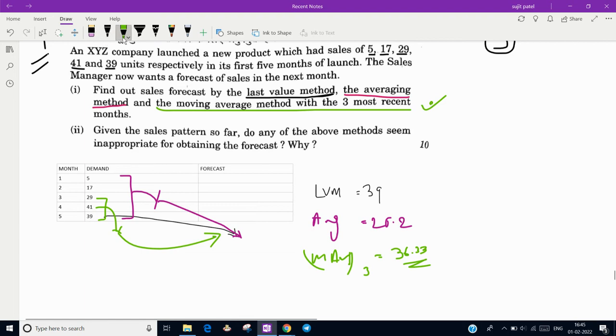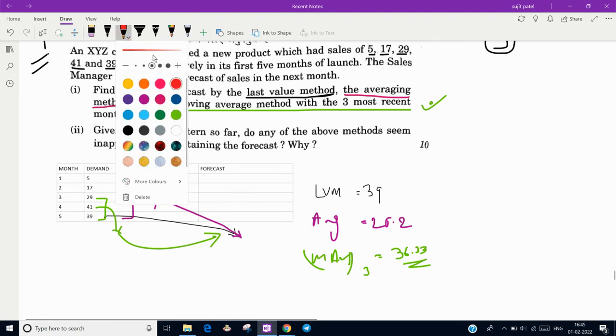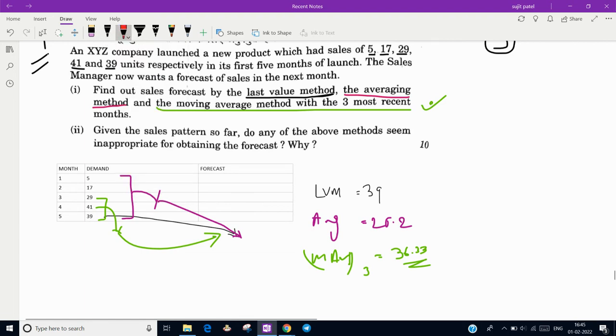Now what is the next part? Given the sales pattern so far, do any of the above methods seem to be inappropriate for obtaining the forecast? Why? That means which of the methods is inappropriate and why? Here I found the last value method and the average value method, I am finding both of these methods inappropriate.